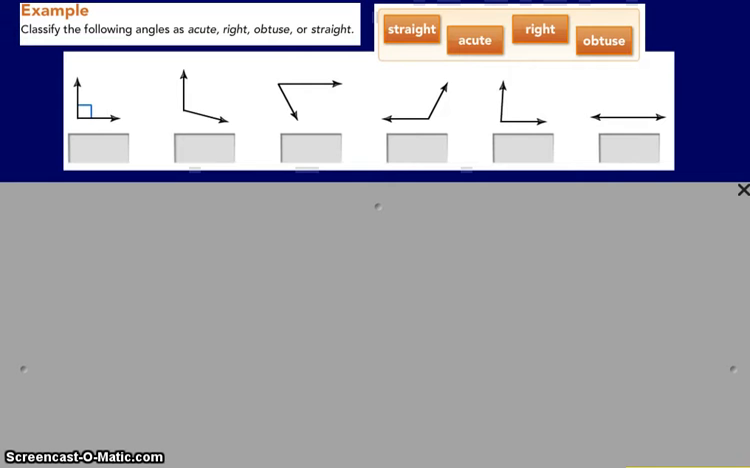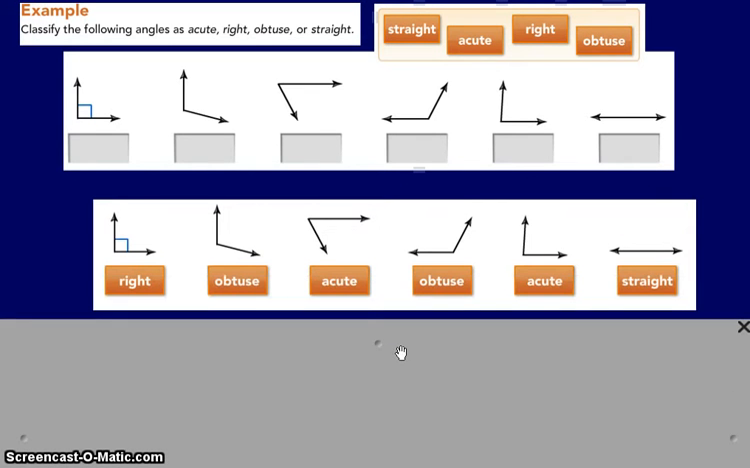Classify the following angles as acute, right, obtuse, or straight. So pause this, we'll come back and we'll see how you did. All right, hopefully you have right angle for the first one, obtuse for the second, acute for the third, obtuse for the fourth, acute for the fifth, and this last one is a straight line, so it is a straight angle.